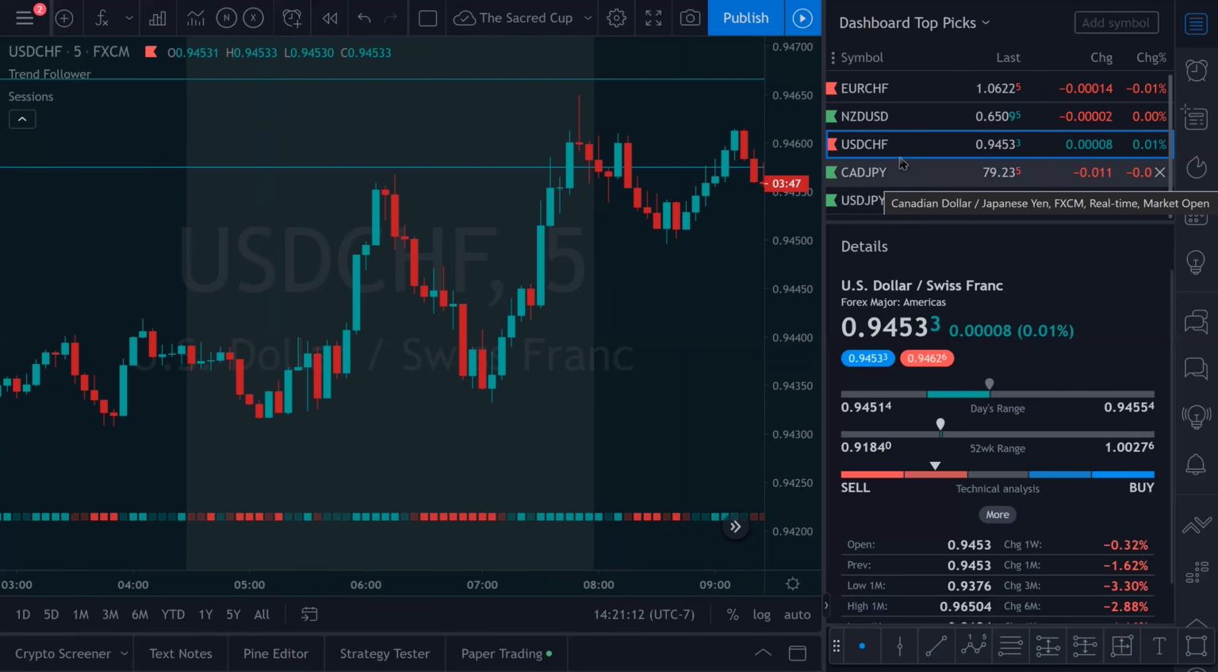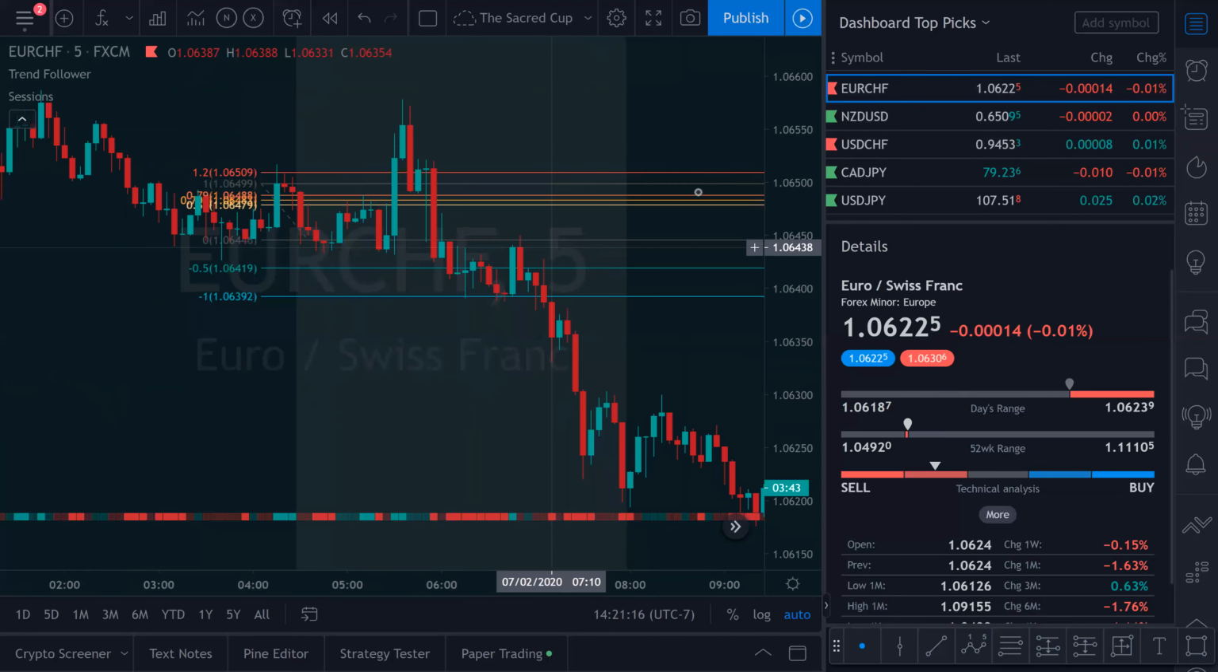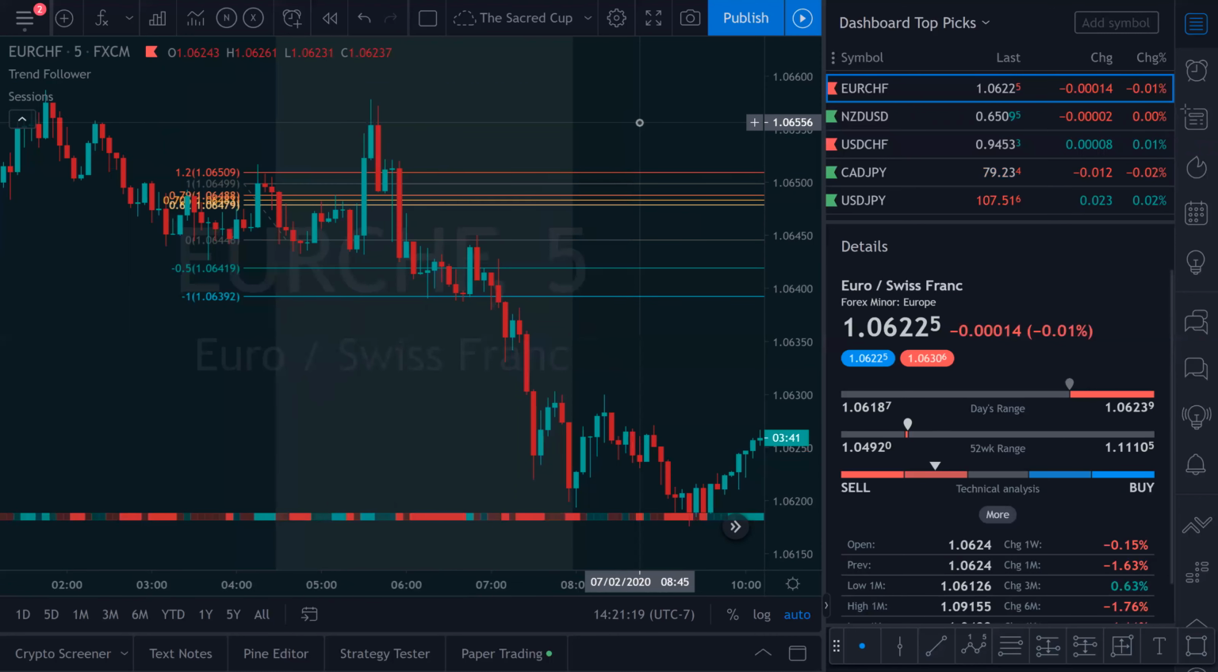So we're going to take a look first at Euro Swiss, and wow, look at that. Unfortunately, I think I'll have to take a look at it, depending on how far this is. And I did glance at this earlier.